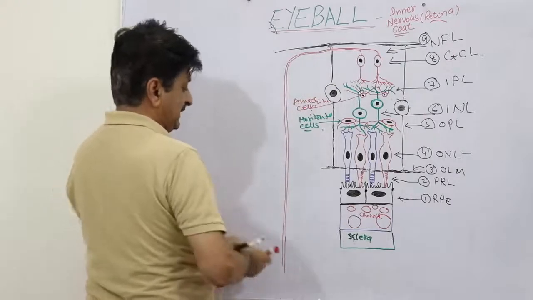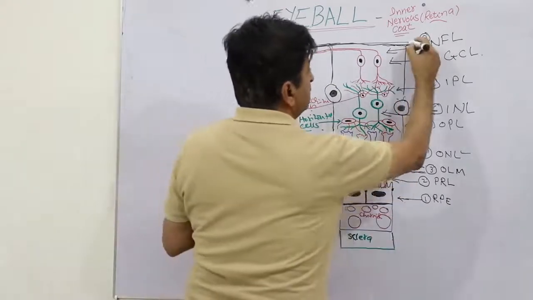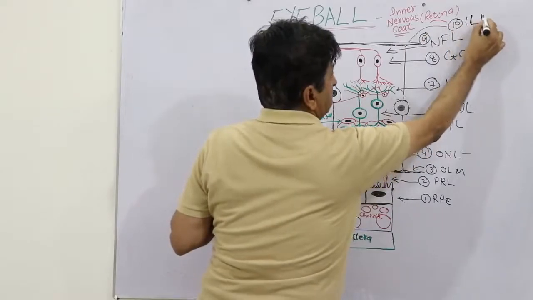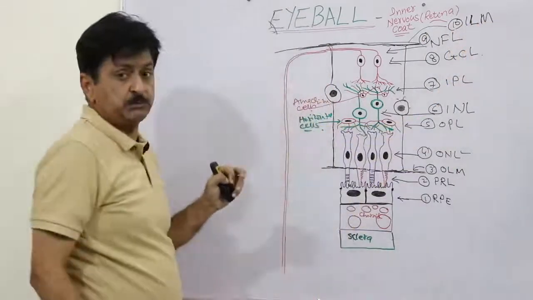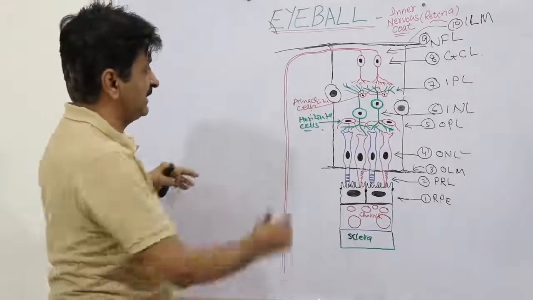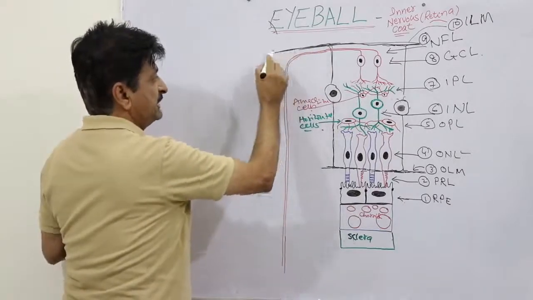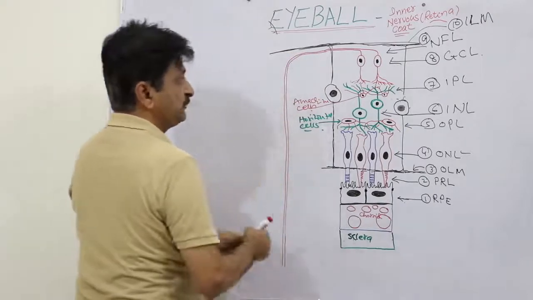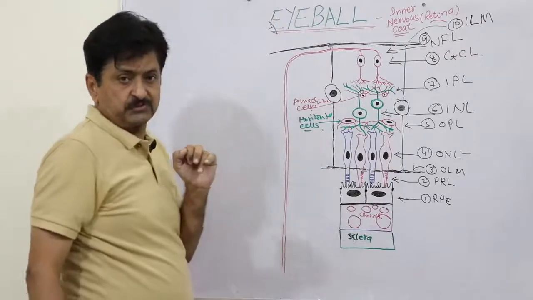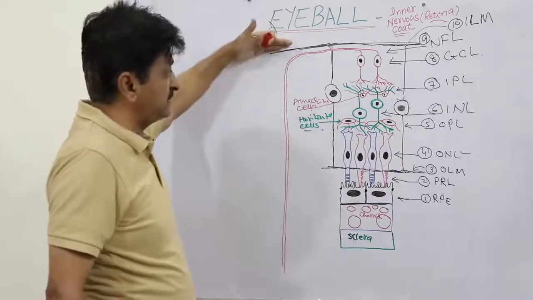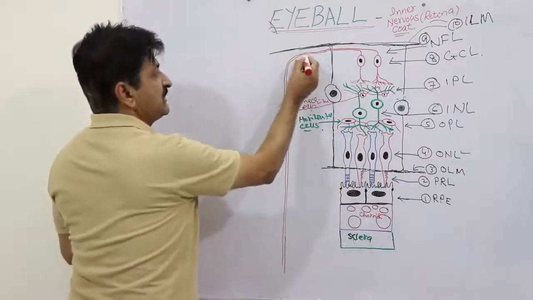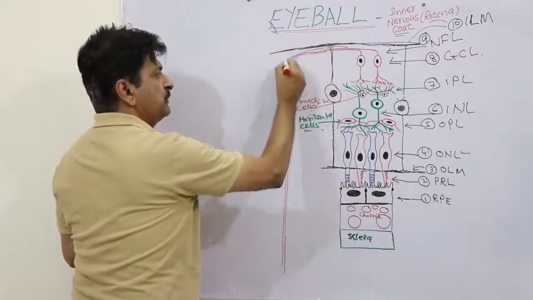This is the 10th layer, called the inner limiting membrane, or ILM. It is formed by the long processes of the Muller cells, so that all these fibers will never go into the vitreous. It is a barrier between the vitreous and the retina.